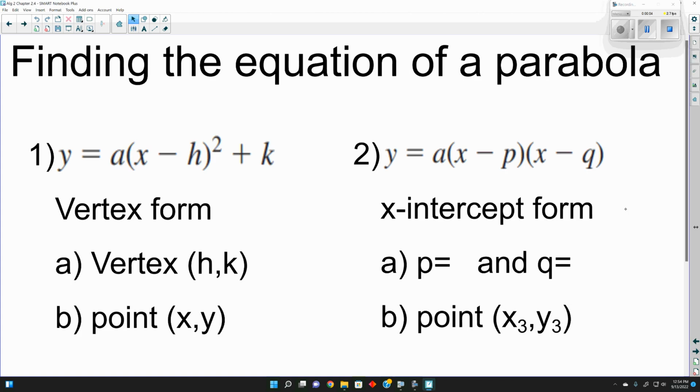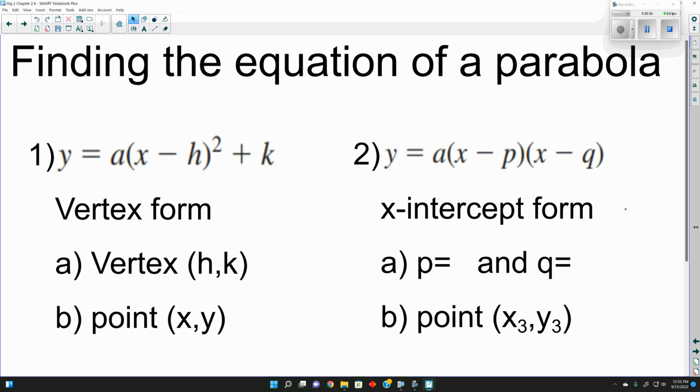Now, what we're doing with this here is we're finding the equation given the information. So we're given information about the parabola or this quadratic, and we want to find the equation that it goes to. Now, there's only two main equations that we'll have for this here. One of them is going to be in vertex form, and the other is going to be in intercept form, because those are going to be our two main equations.